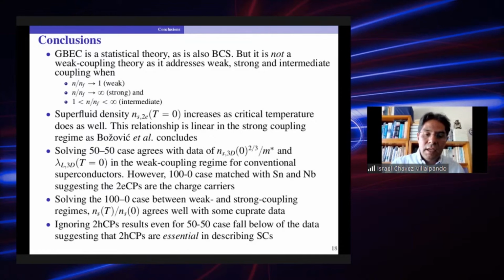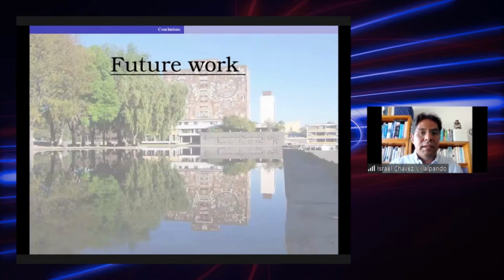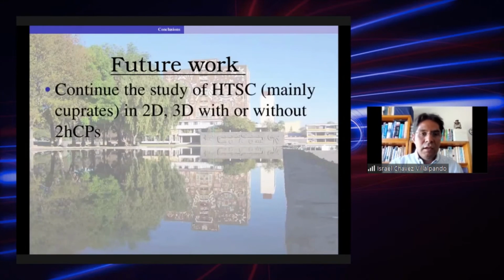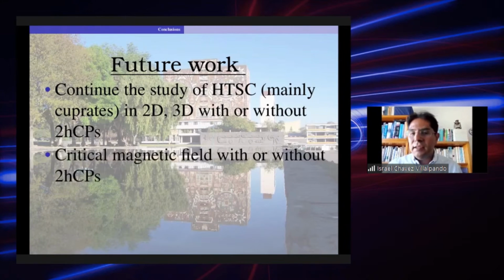And we suggest that the 100 case matches with thallium, suggesting that two electron Cooper pairs possibly are the charge carriers. Solving the 100 case between weak and strong coupling, the reduced superfluid density agrees well with some cuprate data. So if one ignores the two hole Cooper pairs, these results fall below even for the 50-50 case. This suggests that two HCPs are essential in describing superconductivity.